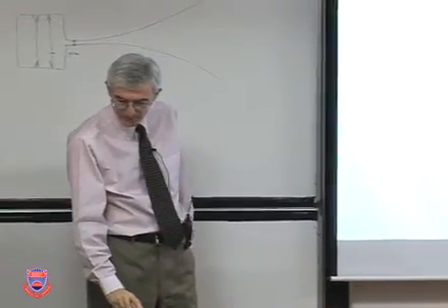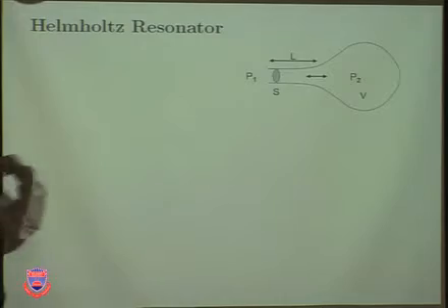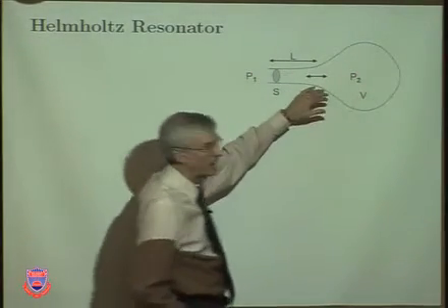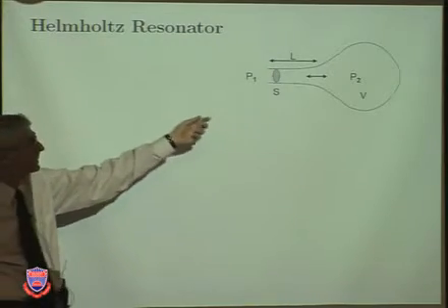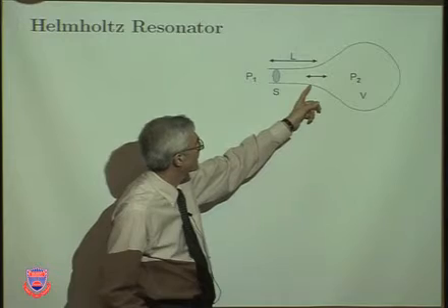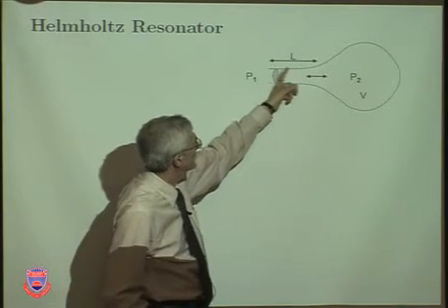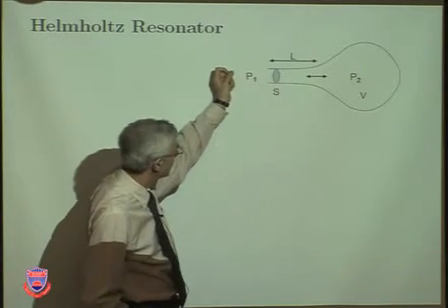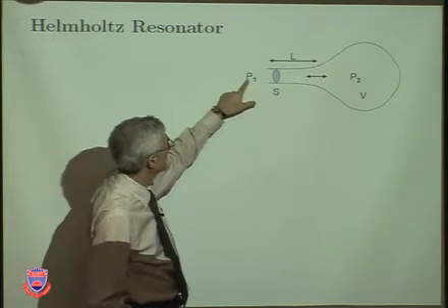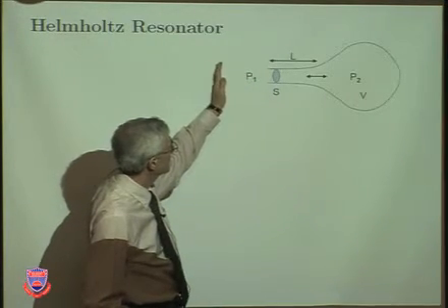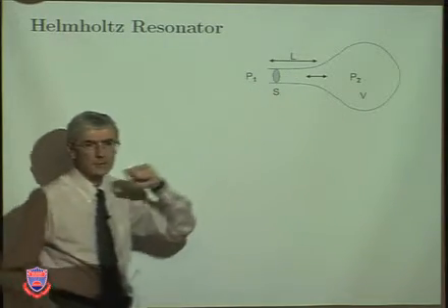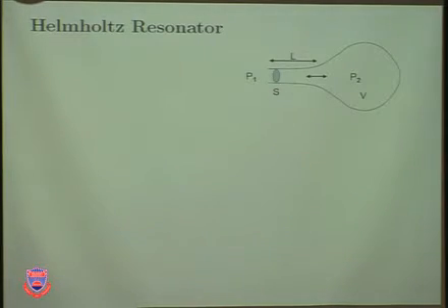And we can model the Helmholtz resonator as some sort of a volume, a cavity, which has a neck. It doesn't have to, but it has a neck. And that's called the length of the neck as L, cross-sectional area S. We have a pressure on the outside and pressure on the inside, and there's some sort of oscillation.